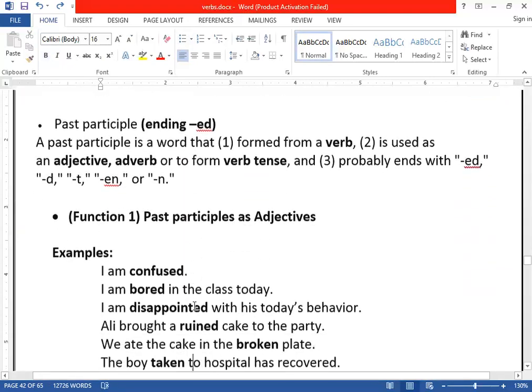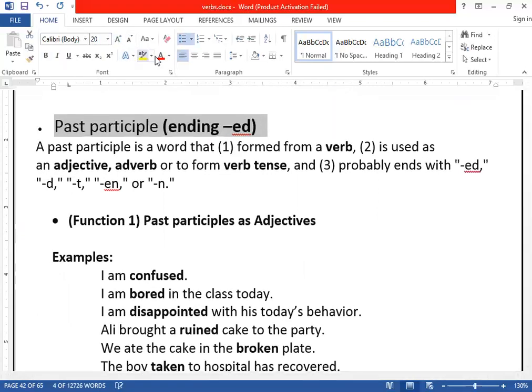Now, let's come here. The second one, past participle. We have studied present participle. Now we want to study past participle. What is a past participle? As I said, past participle is the third form of verb. It ends with D, T, N, EN, etc. So we call them the past participle form of the verb. And in the same way, the past participle form of the verb has function number 1. It can function as an adjective. Now look here.